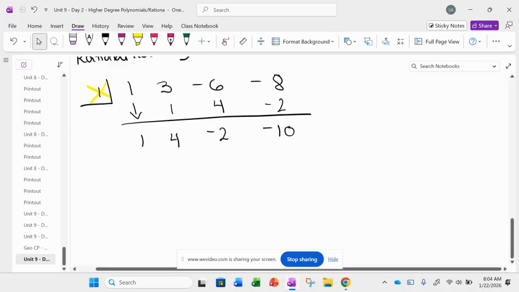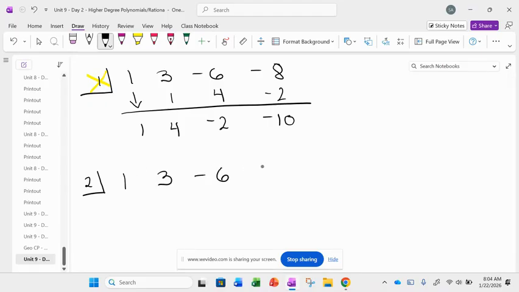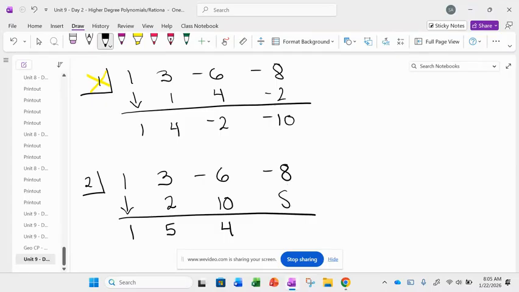Let's go with 2. So now I have 1, 3, negative 6, negative 8. Bring down the 1. 1 times 2 is 2. 3 plus 2 is 5. 5 times 2 is 10. Negative 6 plus 10 is 4. 4 times 2 is 8. Negative 8 plus 8 is 0. Does this one work? Yes.